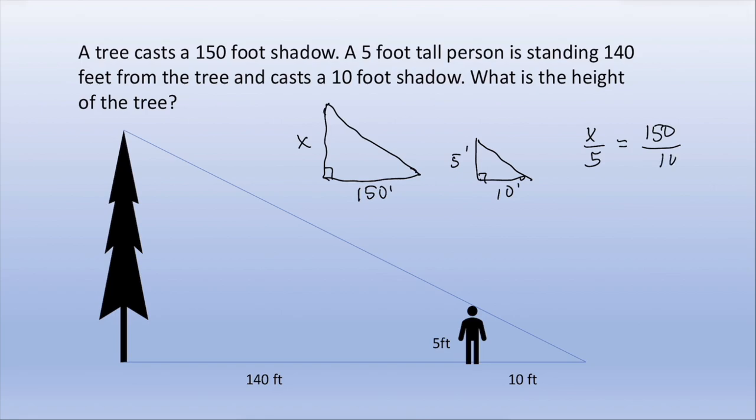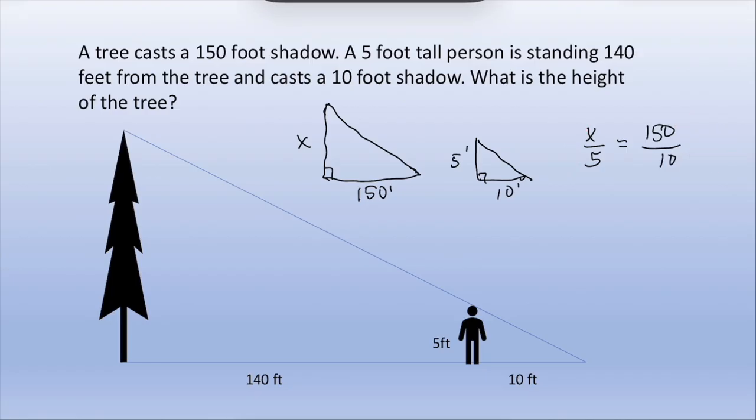There's lots of ways to set up a proportion that will get you the correct answer. I'm just showing you what I thought of. So again, start with the bigger one, go to the smaller one. X is to 5 as 150 is to 10. So as long as this is big over little, this fraction should also be big over little. Okay.